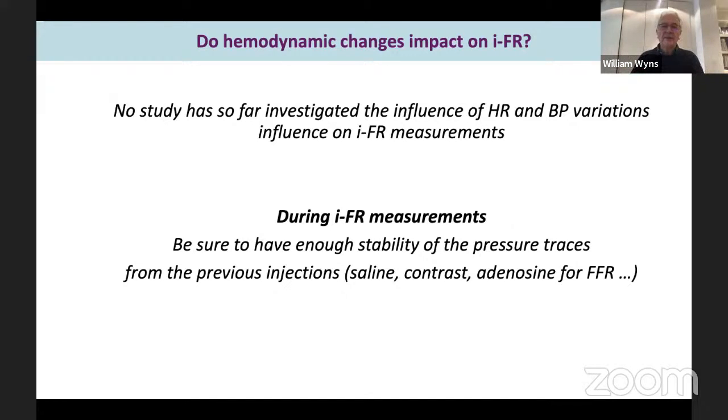We talked about FFR. What about iFR? No study so far has investigated the influence of heart rate or blood pressure variations on iFR measurements. What we do know, what you experience, of course, all the time, is that you're supposed to be in stable resting conditions. So any injections, particularly contrast or prior injection of adenosine, can have an impact on resting flow for a long time after it has been delivered. So for iFR, you really have to be sure that you are in true resting flow conditions.